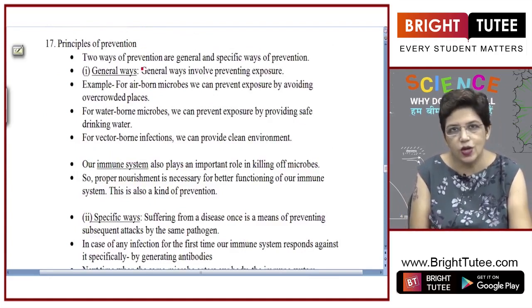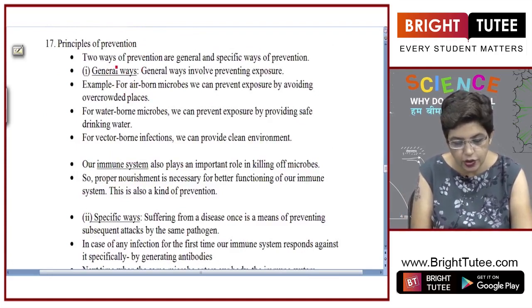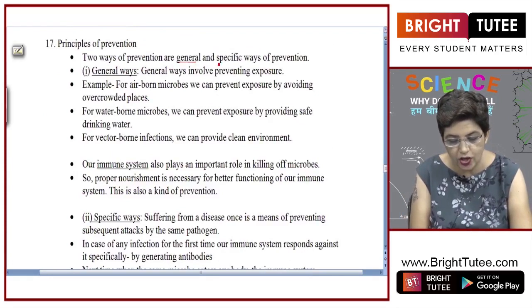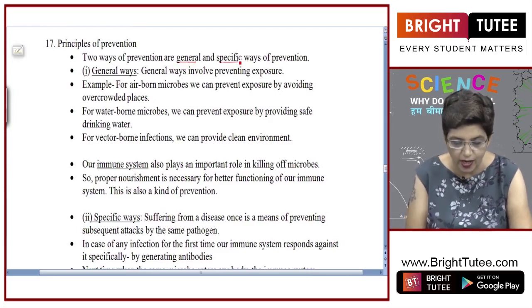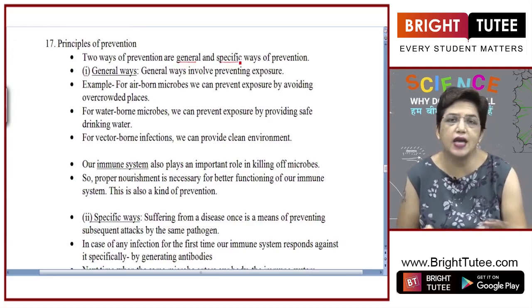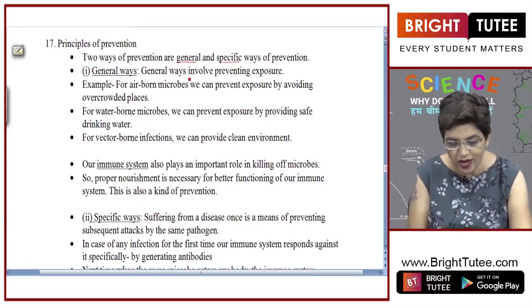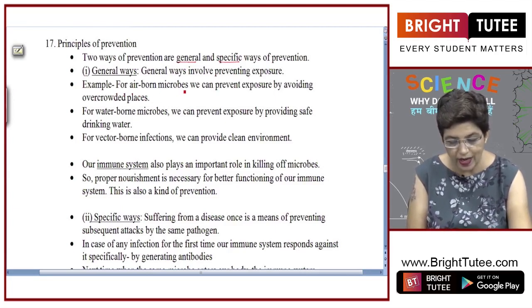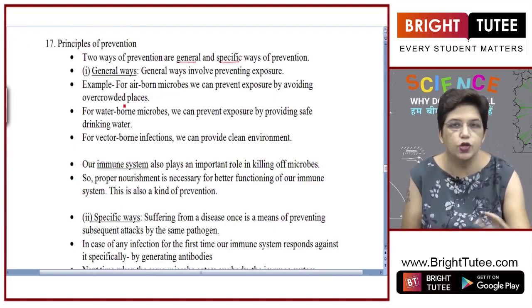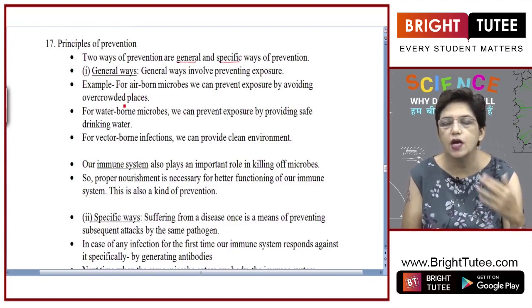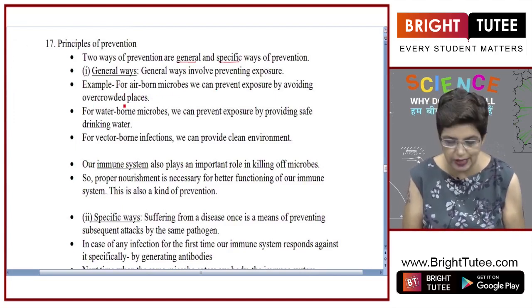I have divided this into certain categories. There are two ways of prevention. One is the general and another the specific way. General way is just to stay healthy and generally avoid all kinds of diseases. General ways involve preventing exposure. For example, for airborne microbes, we can prevent exposure by avoiding overcrowded places. If you don't go to overcrowded places, you will not be prone to the airborne diseases.